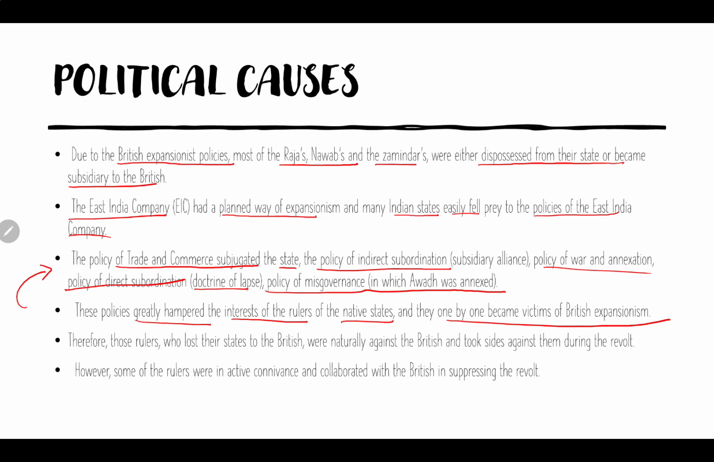These are the political causes that triggered the revolt of 1857. Therefore, those rulers who lost their states to the British were naturally against the British and took sides against them during the revolt of 1857. Those rulers whose territories were snatched by the British on the pretext of misgovernance, direct subordination, and annexation had a bitter feeling and wanted to get back their territories, so they naturally aided the revolt of 1857.